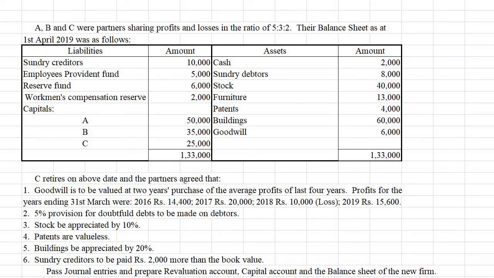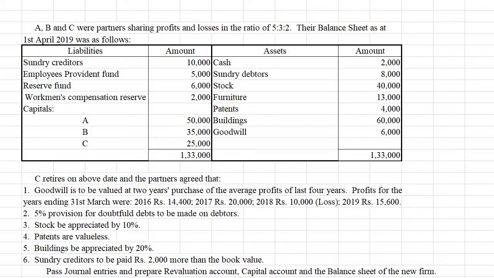Hi students, today we are discussing a problem related to retirement of a partner. Here is the question. You can write down this question by pausing the video and see how each adjustment is taken while solving the question. Here three partners A, B and C are sharing profits and losses in the ratio of 5:3:2.